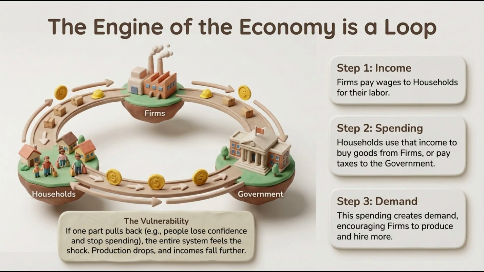At its heart, the economy is a loop that keeps everything running. In step 1, firms pay wages to households in exchange for their labor. In step 2, households use that income to buy goods from firms or pay taxes to the government. Finally, in step 3, this spending creates demand, which encourages firms to produce more and hire more people, starting the cycle over again.